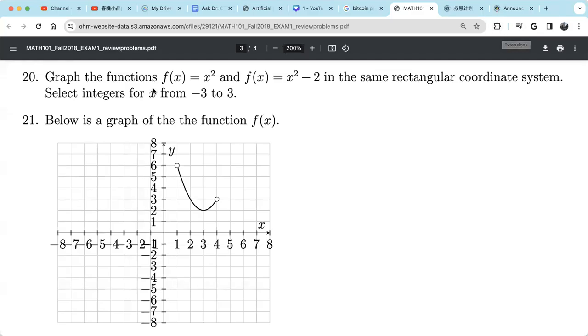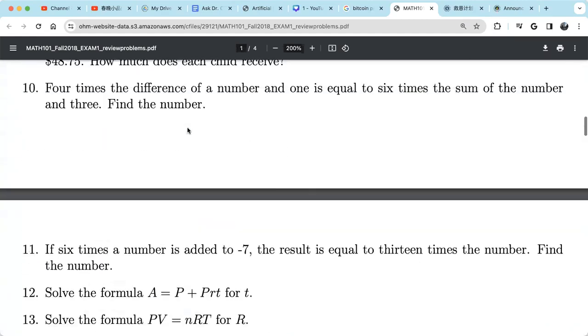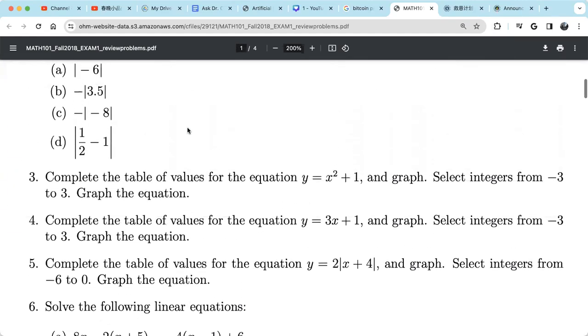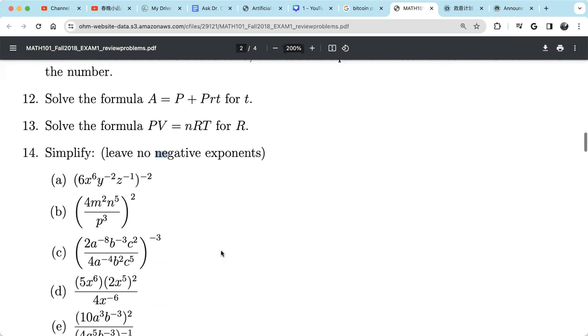Question 20 is very similar to the ones we have done before, from, let's see which number, 3 to 5, especially for 3, right? It's very similar to 3. So I'm going to skip 20.